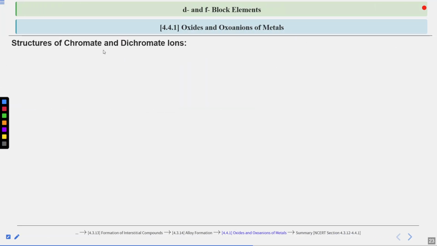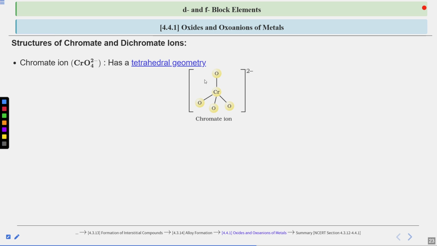Now, structures of the chromate and dichromate ion. The chromate ion has a tetrahedral geometry. You can see in this image the chromium is at the center and it is attached to 4 oxygens, with a 2 negative charge overall because it is a chromate ion. So the geometry is tetrahedral, and at each of the 4 corners one oxygen is present.